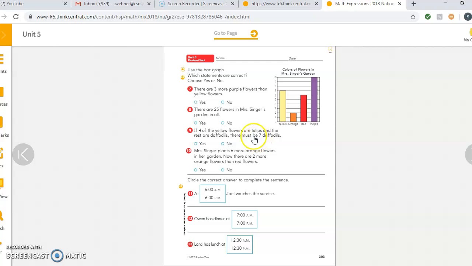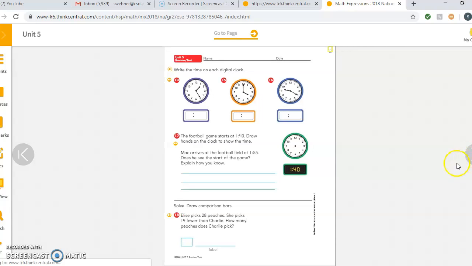All right? This is going to challenge your brain. Number 11, 12, and 13. Circle the correct answer to complete the sentence. So if you notice the times are the same, they're asking you to basically choose if it's AM or PM. This is when the sun is rising, when Owen has dinner, and lunchtime. This last page, you are writing the time on each digital clock.